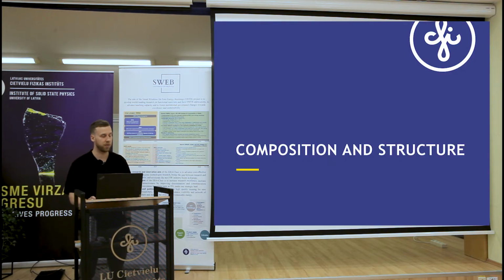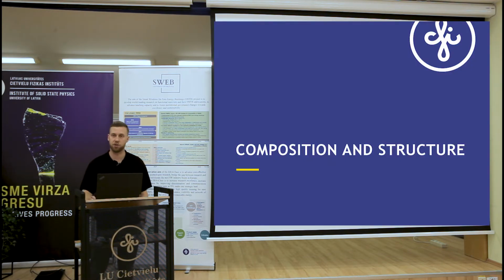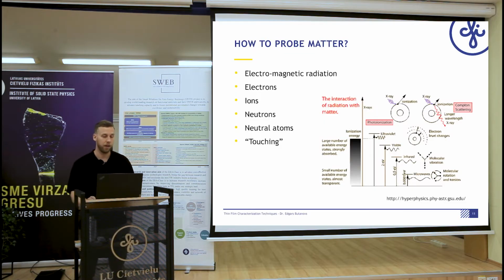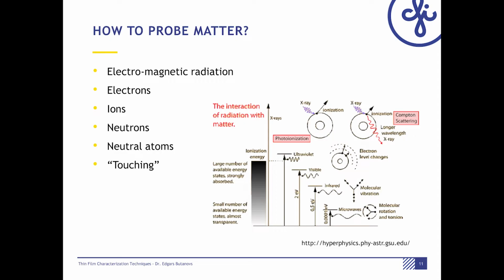Okay, let's move to some of the most common methods of composition and structure characterization. So how to probe matter? We can use different physical probes or physical phenomena to probe matter. One of the most commonly used is electromagnetic radiation. However, we can also use electrons, ions, neutrons, neutral atoms, or touching with some kind of nanoscale probe.